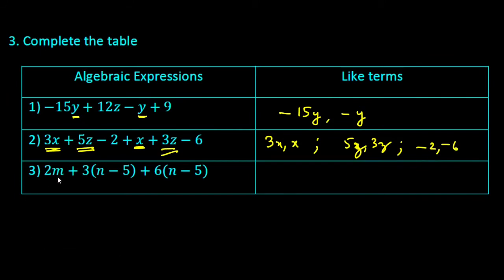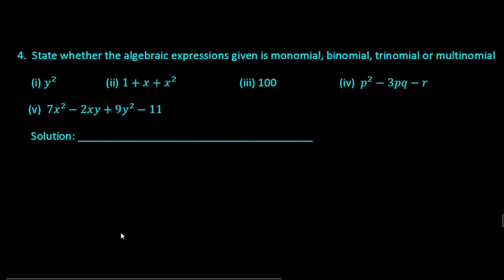Now let us take the third algebraic expression: 2m plus 3 into n minus 5 plus 6 into n minus 5. So here 3 into n minus 5 and 6 into n minus 5 are like terms. These are like terms. Now fourth question.